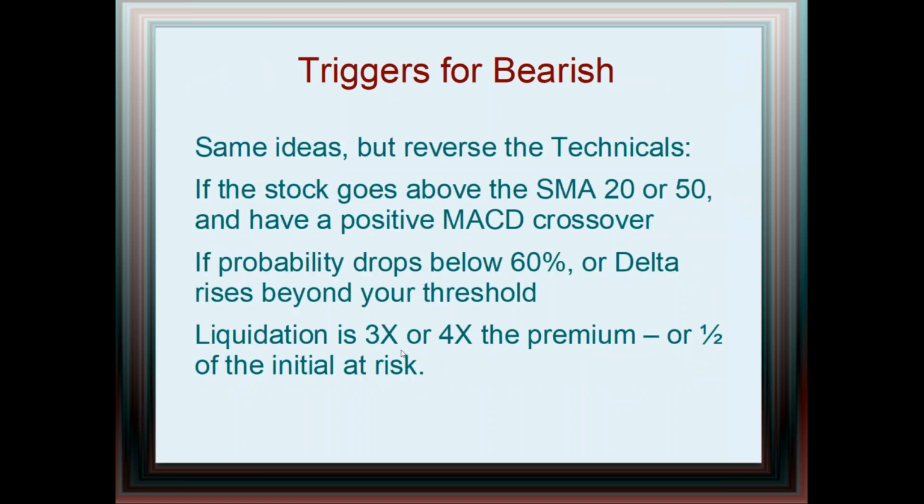All right, so we're focusing on the bullish there, but the bearish triggers will be pretty much the same. Remember, if I entered a bearish trade, it's because the stock was in a downtrend below the 20-day or 50-day moving average, and I had seen a negative MACD crossover for a good entry point. So trigger for a bearish, well, double verification. Stock goes above the SMA 20 or the MACD goes positive, I might consider it. Same thing, probability changes. I would have opened a bearish spread with a probability of 75% or more. So if that changes to 60 or starts to move lower, that's a trigger point. And of course, if you set it based on the spread, liquidation at 3 times the premium.